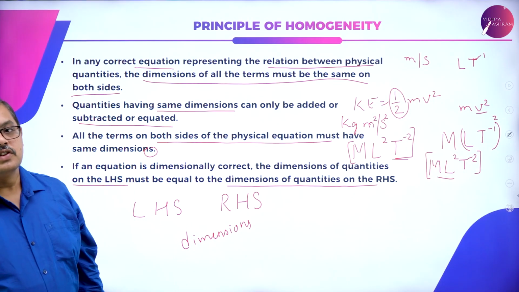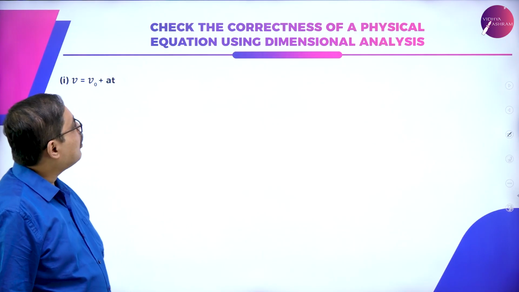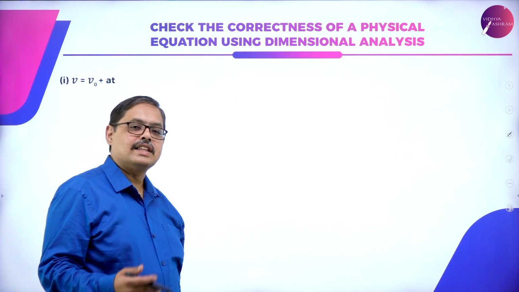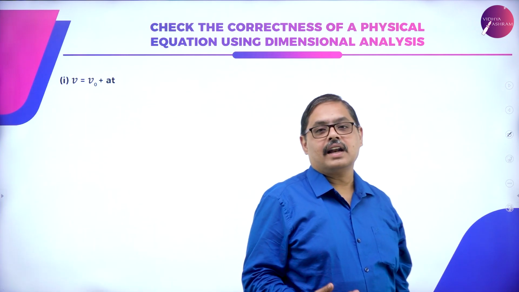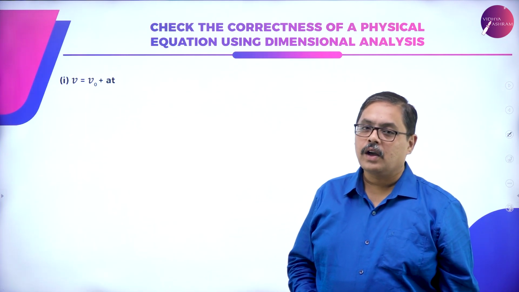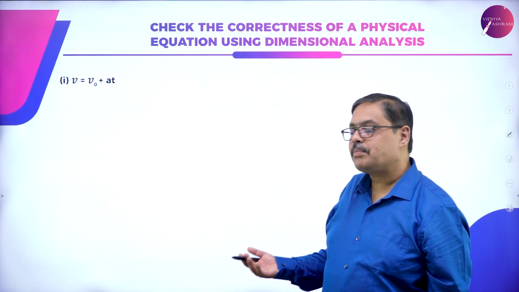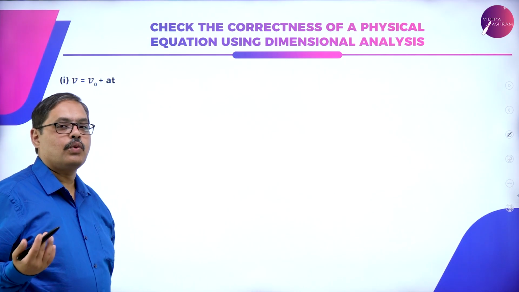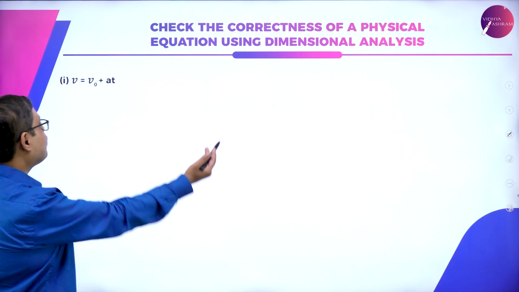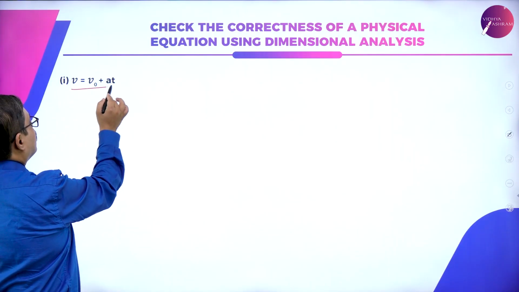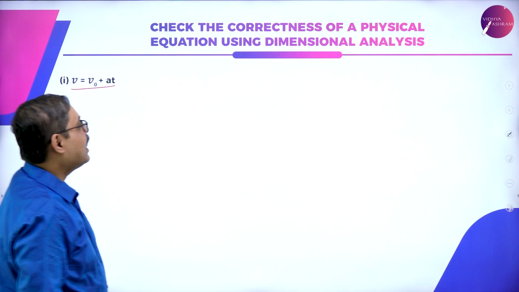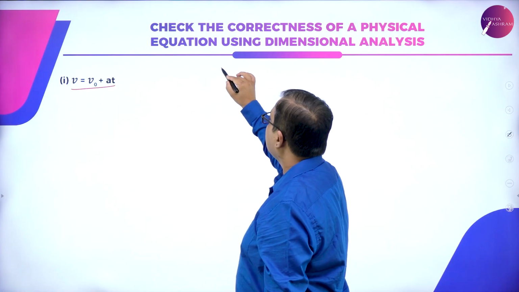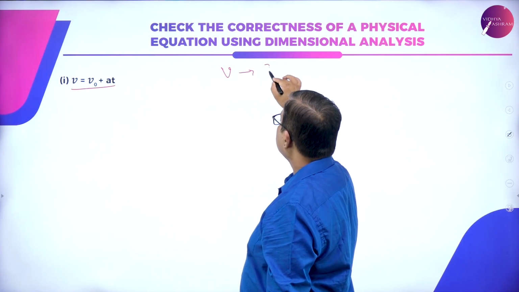Okay? So, using this principle of homogeneity, let us now try to check the correctness of a few equations. I have now taken the examples of equations of motion. Let us check them one by one. The first equation says v equals v naught plus at. As we all know, v is the final velocity.